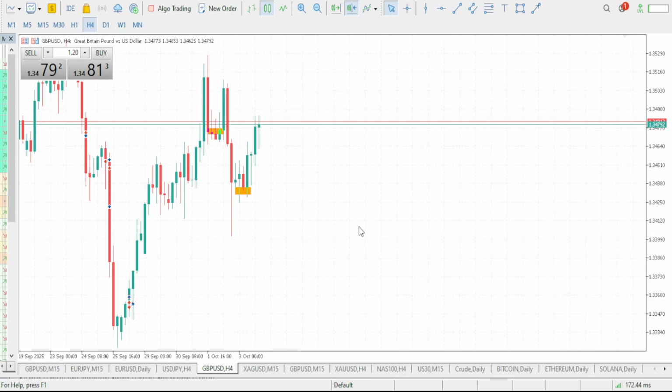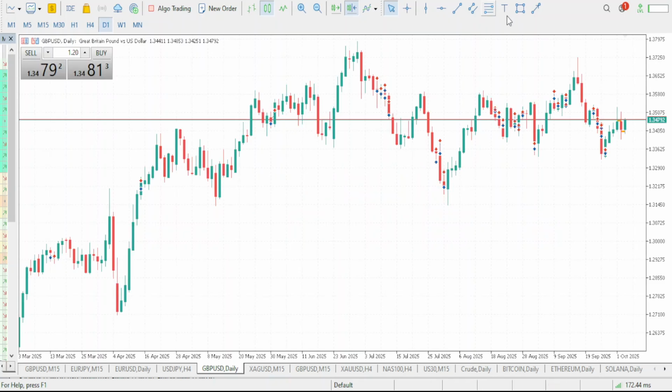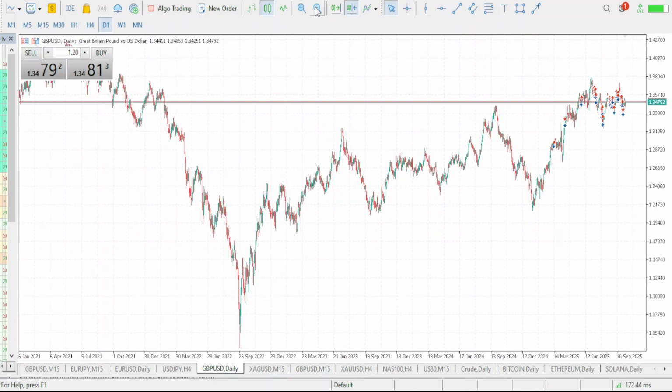So let's see what we'll be expecting this week on GBP USD. So let's start with our full trend on GBP USD. Our full trend on GBP is actually on an uptrend move.